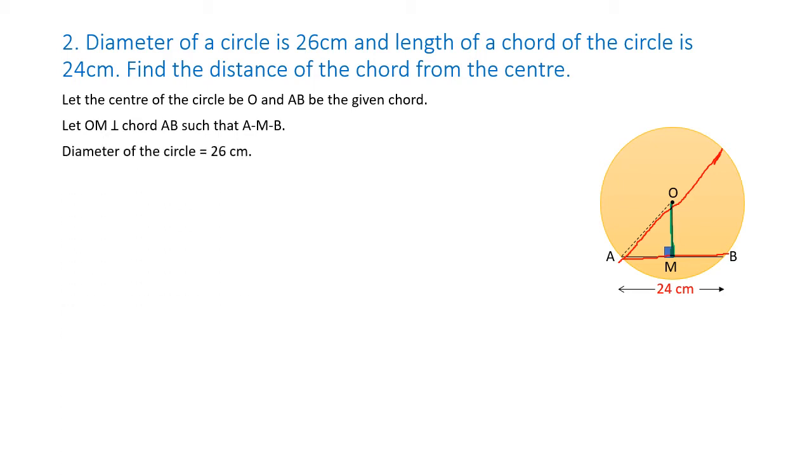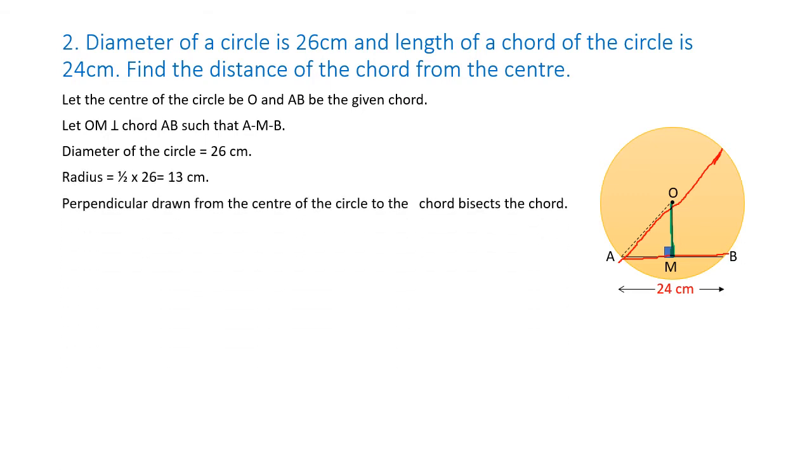Now, the first thing that is given in the question: the diameter of the circle is 26 centimeter. So if the diameter of the circle is 26 centimeter, then the radius will be half of 26, which will be 13. Once I get this AO, I've got the radius of the circle. I've got OA, which is 13.